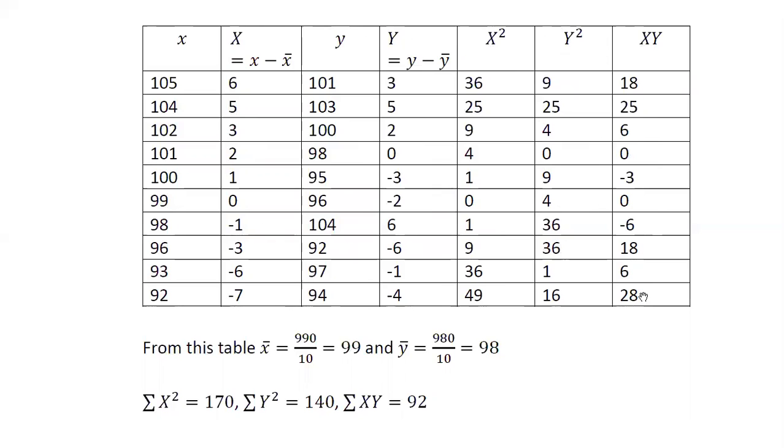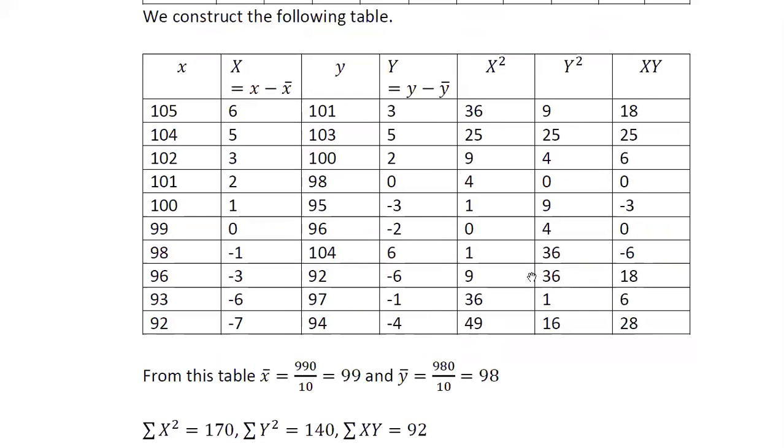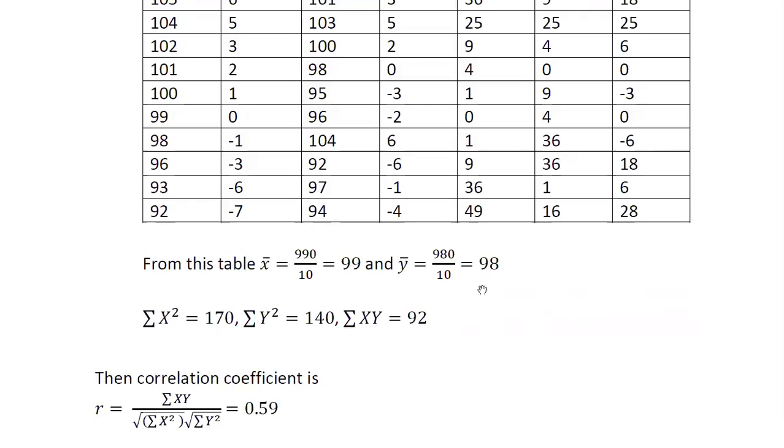Now the next thing after this is find the summation values. So summation x square is equal to 170. Summation y square will be equal to 140 and summation of xy is equal to 92. That is adding these three columns here, we get all the three summations which we need.